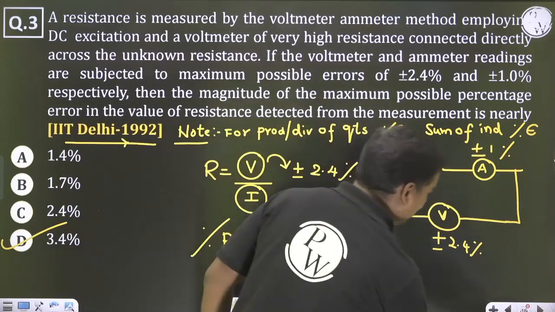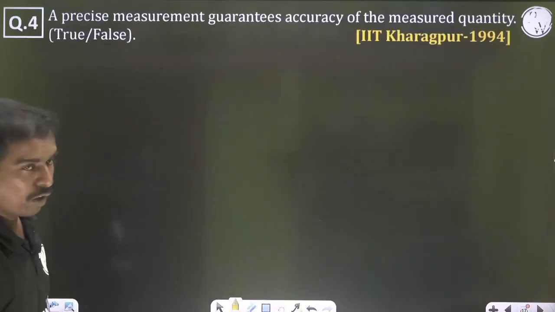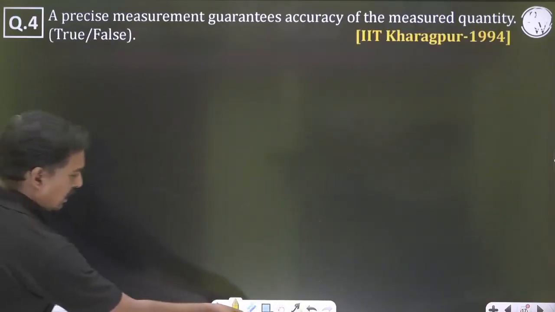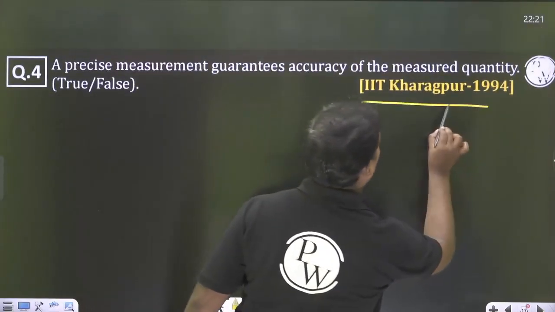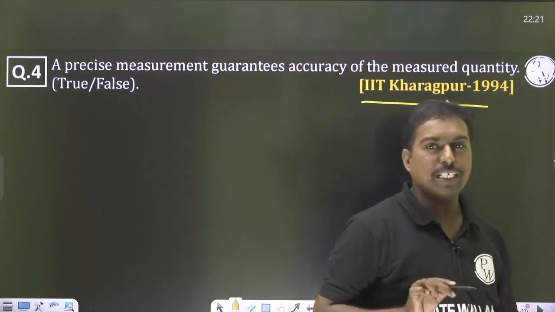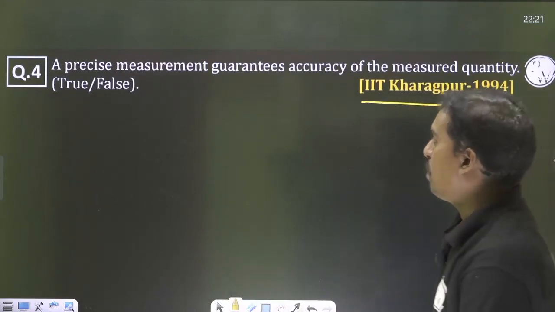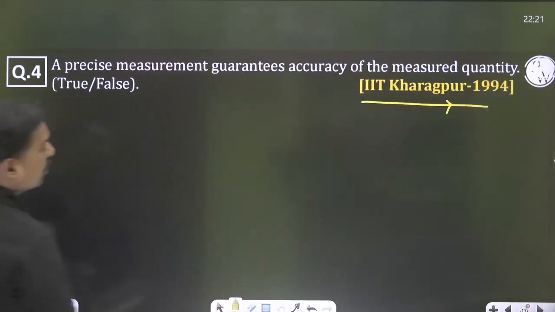Now let us move to the next question. I think all of you are following, right? This question is somewhat tricky. It was asked in IIT Kharagpur, 1994, a very old question. It was a theoretical conceptual question: a precise measurement guarantees accuracy of the measured quantity. Is it right or not?